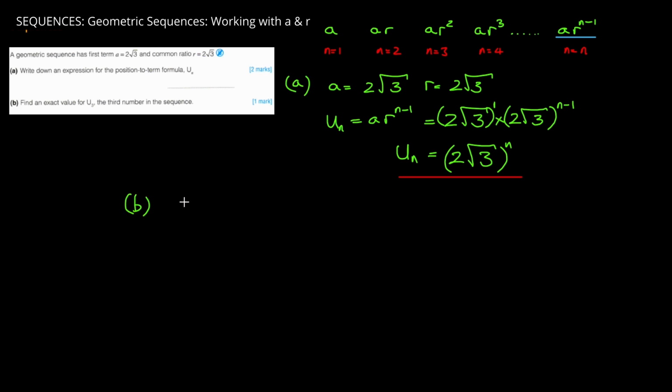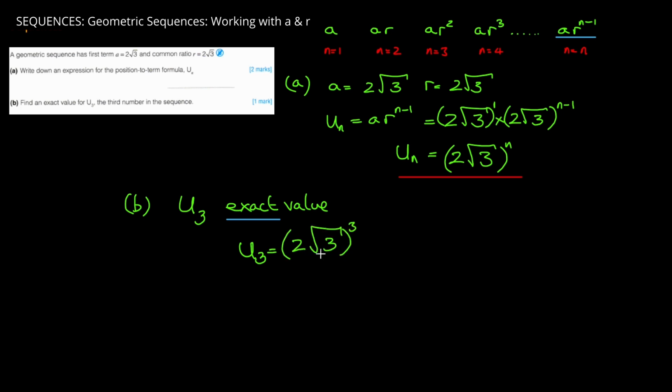So in part B, they need us to find u3, and they need us to find an exact value. Now, this word exact is a very important word. What that means is that if we get an answer involving root 3, which is likely, we keep it as root 3 and we do not calculate it out. By the formula, u3 is equal to (2 root 3) all raised to the power 3.